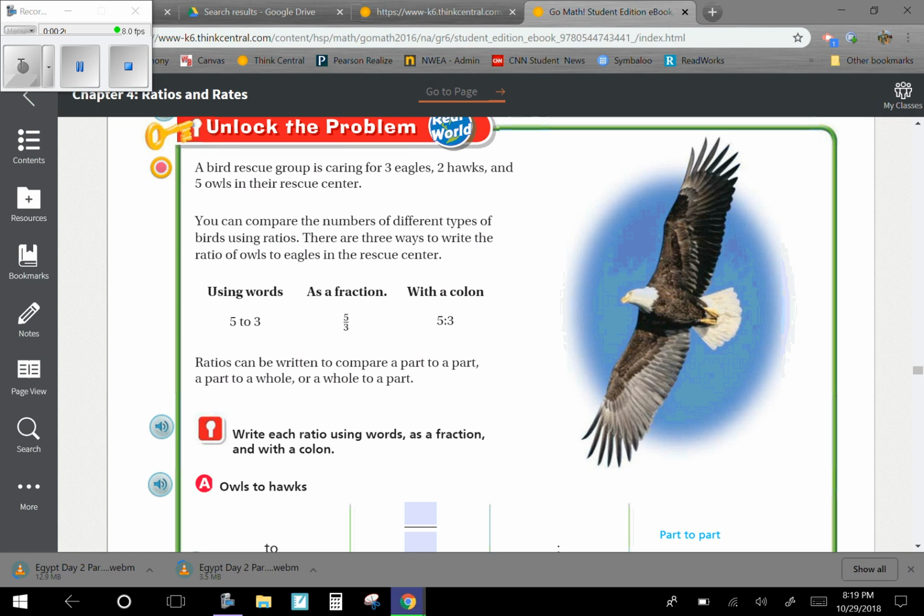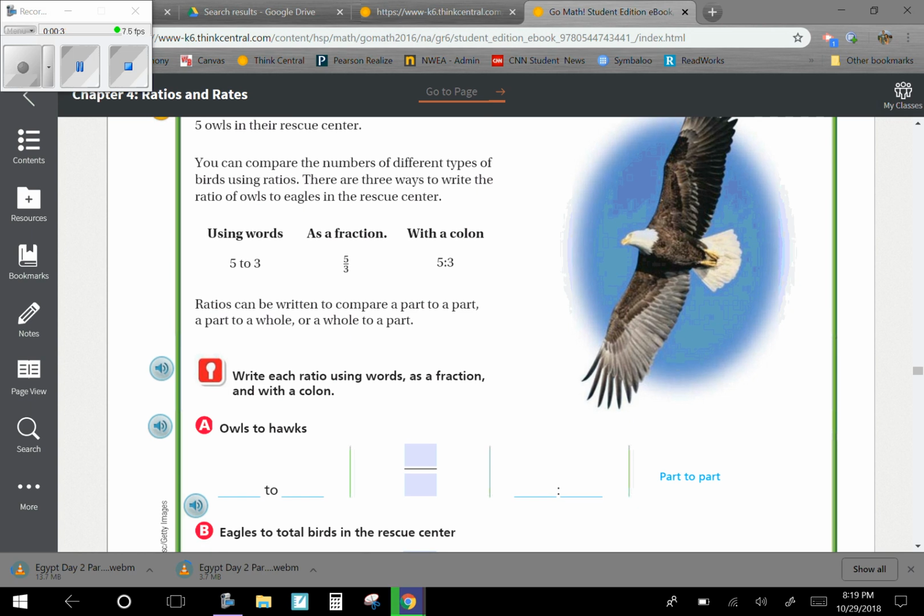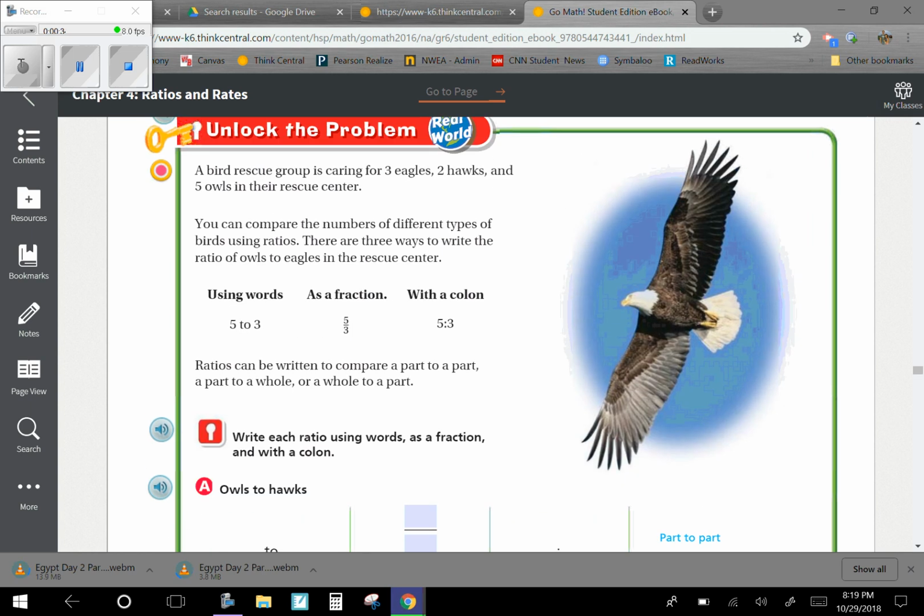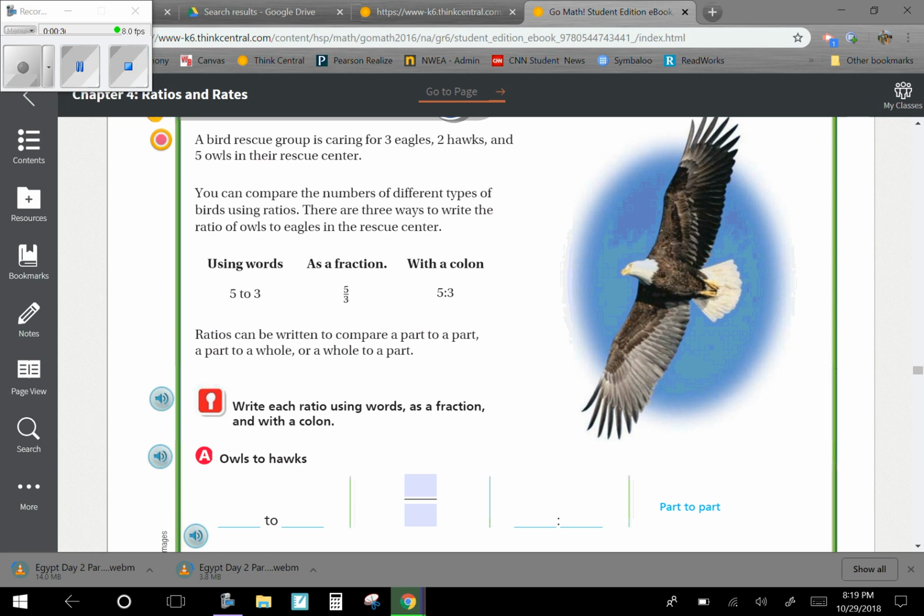There are 3 ways to write the ratio of owls to eagles in the rescue center. Okay, we're just talking owls to eagles. There are 5 owls and 3 eagles. So we can write it using words as 5 to 3. As a fraction, we have 5/3, or 5 out of 3. And with a colon, we already talked about that one, so it's 5:3. We would just read it as 5 to 3. Ratios can be written to compare a part to a part, a part to a whole, or a whole to a part.